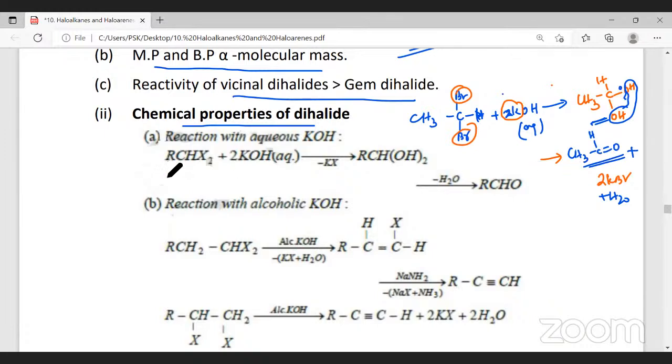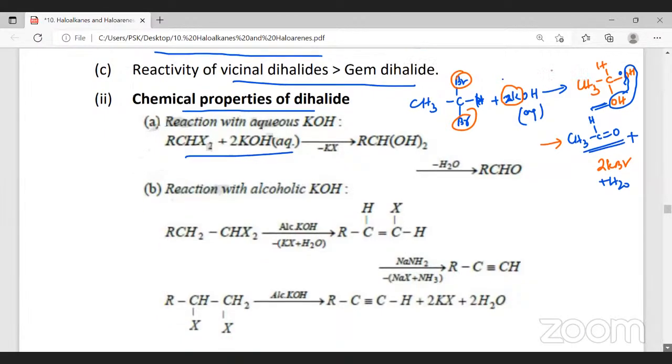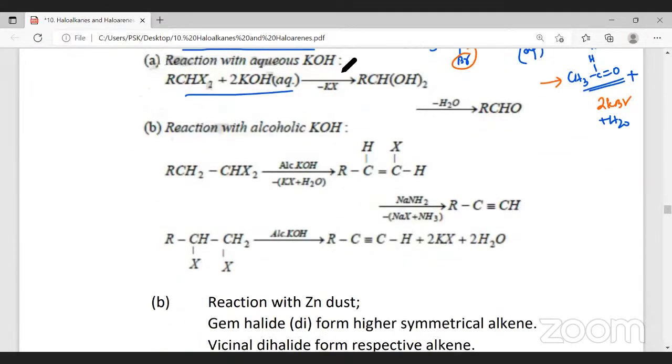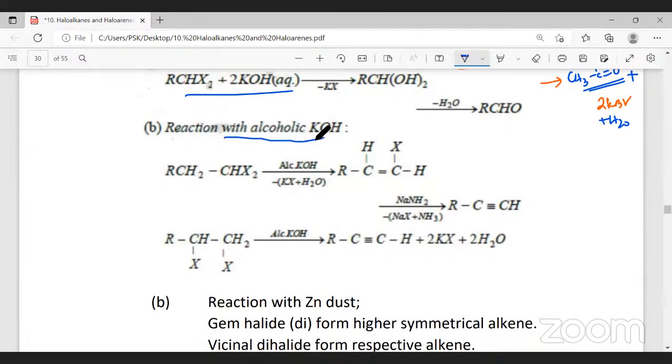Did you follow this reaction? The general reaction is given here. Followed? Nobody's talking to me. Yes, sir. Followed. Yes, sir. Next, reaction with alcoholic potassium hydroxide.